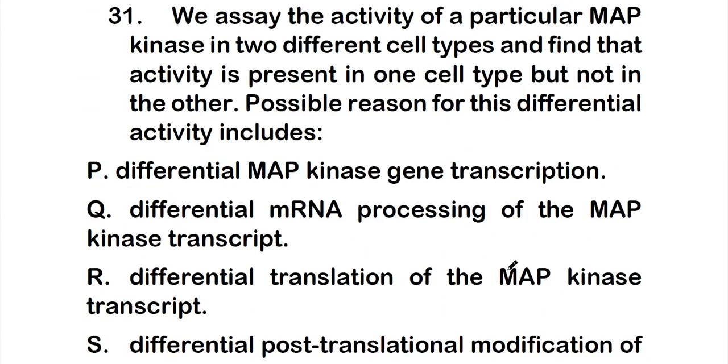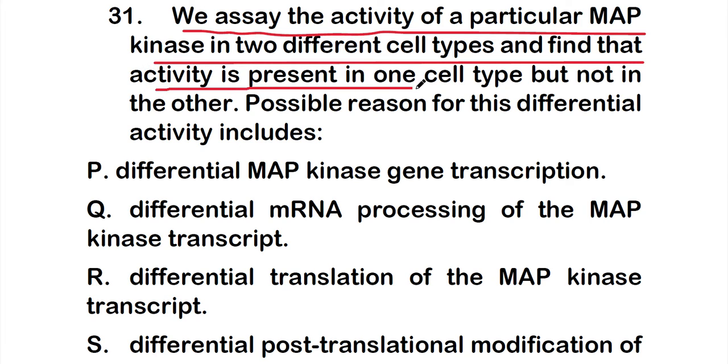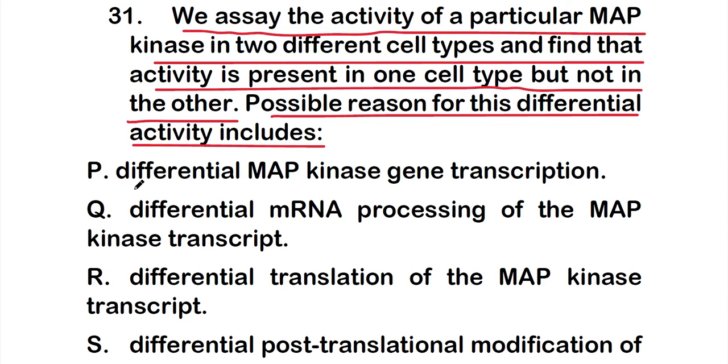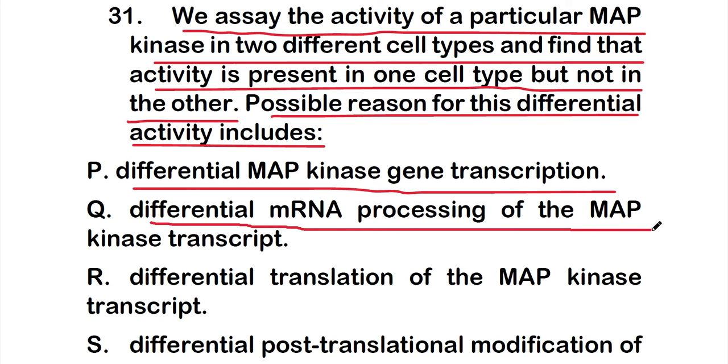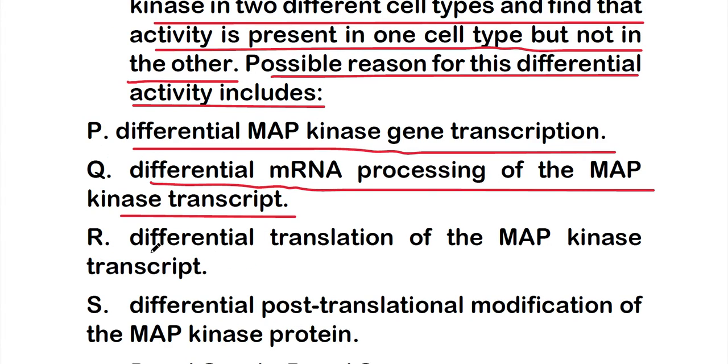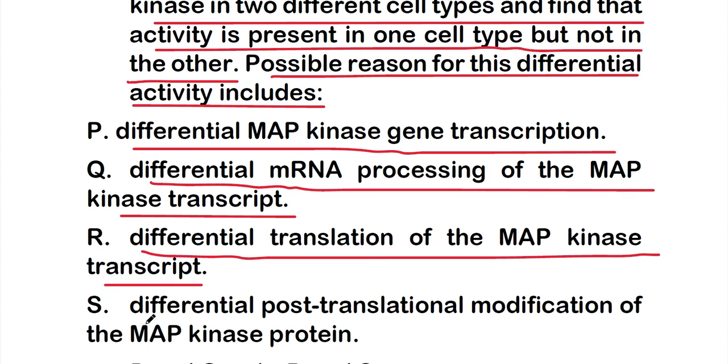So let's move on to question number 31. We assay the activity of a particular MAP kinase in two different cell types and find that activity is present in one cell type but not in the other. Possible reasons for this differential activity include: statement P is differential MAP kinase gene transcription, that means different MAP kinase gene transcription in these two cells, or statement Q is different mRNA processing of the MAP kinase transcript, or statement R is different translation of the MAP kinase transcript, or statement S is differential post-translational modification of the MAP kinase protein.